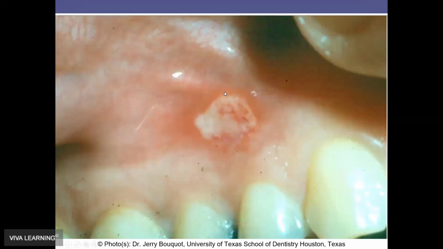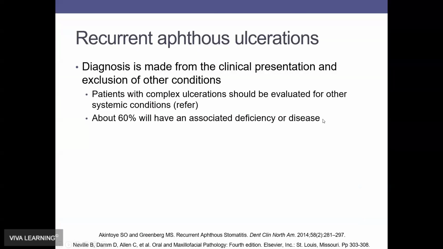And I love showing this photo of an aphthous ulcer because it's on the unattached gingiva. If you would take this ulcer and put it down here, then our differential diagnosis is trauma and herpes. But since it's right here, it's an aphthous ulcer. And this is actually Dr. Jerry Boco's picture, so shout out to Dr. Boco.